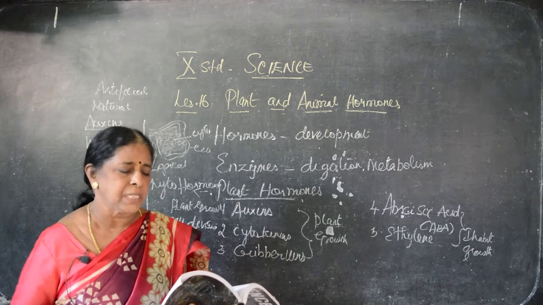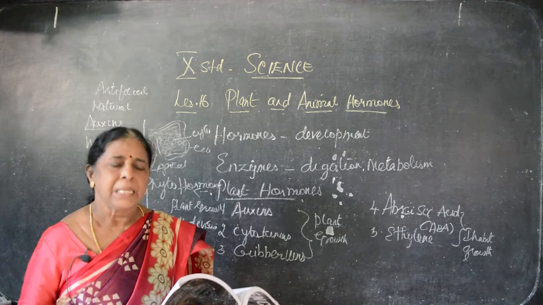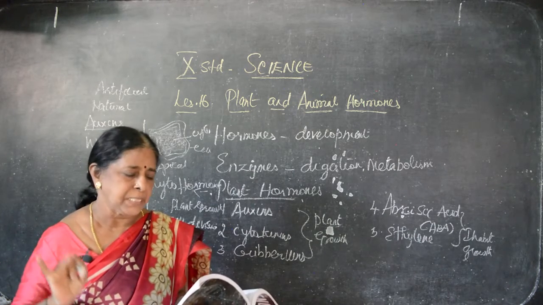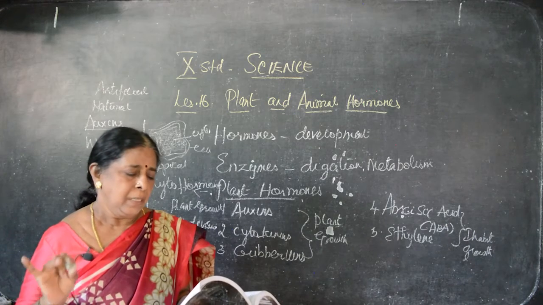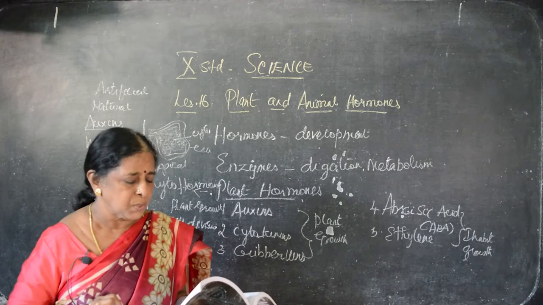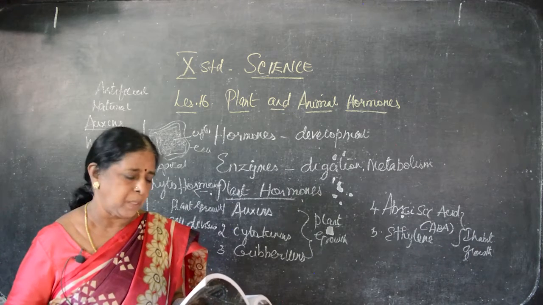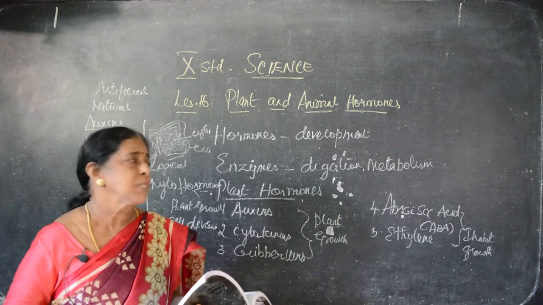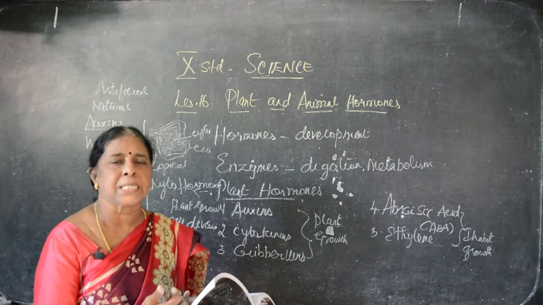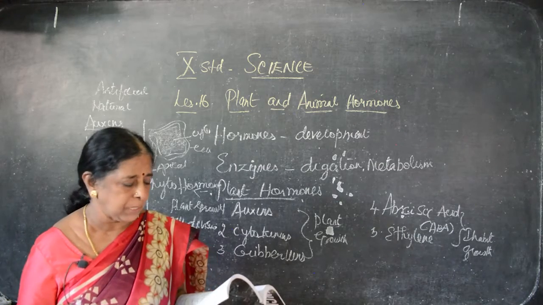So what are the physiological effects of cytokinins? They help in cell division and cell enlargement. Both auxin and cytokinins together help in morphogenesis, and they help in the production of lateral buds. And because of using cytokinins, plants remain for long years and help us.